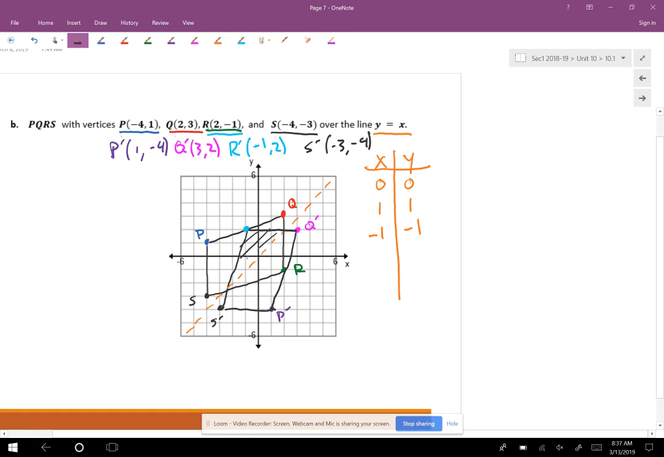I'm going to shade my parallelogram that I have here. And notice how it is a reflection, but it's not visually intuitive on how it's built. And we're done.